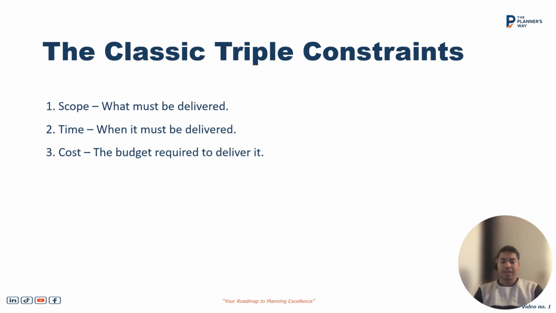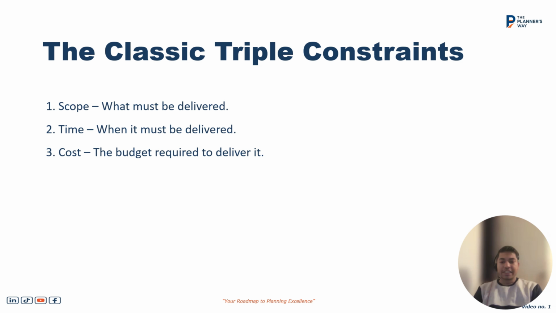Regarding the different types of constraints, the famous one is the classic triple constraint, which we call the iron triangle as well. The classic triple constraints are scope, time and cost. Scope defines the boundary of what needs to be delivered, time defines when it must be delivered, and cost defines what budget is required to deliver it.